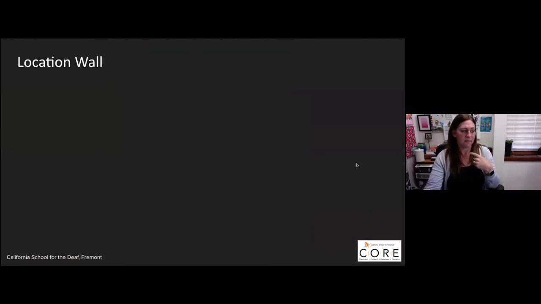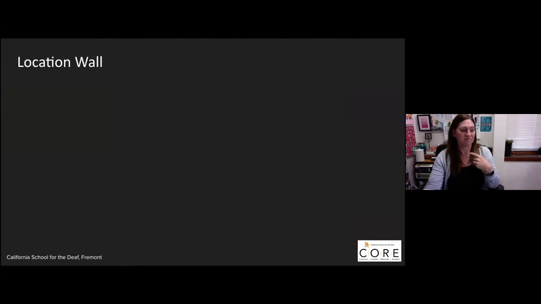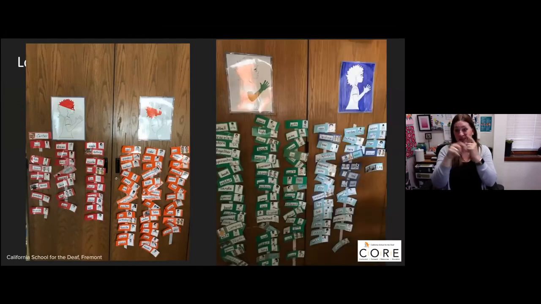So this is kind of what it looks like in class. And the kids just kind of add words as they go along, as they learn, and they just add as they go.